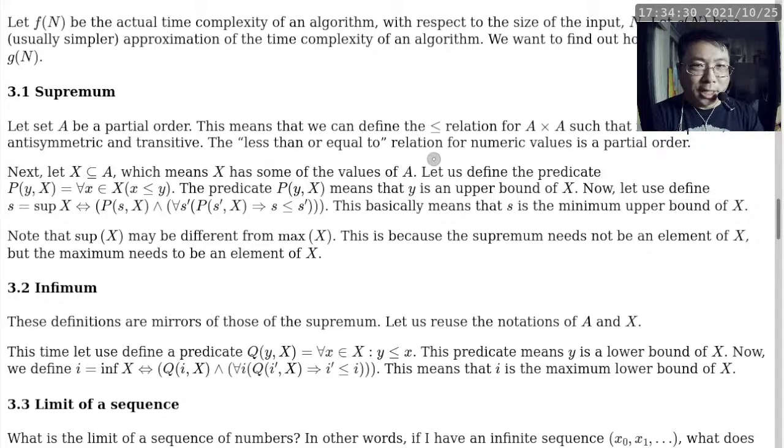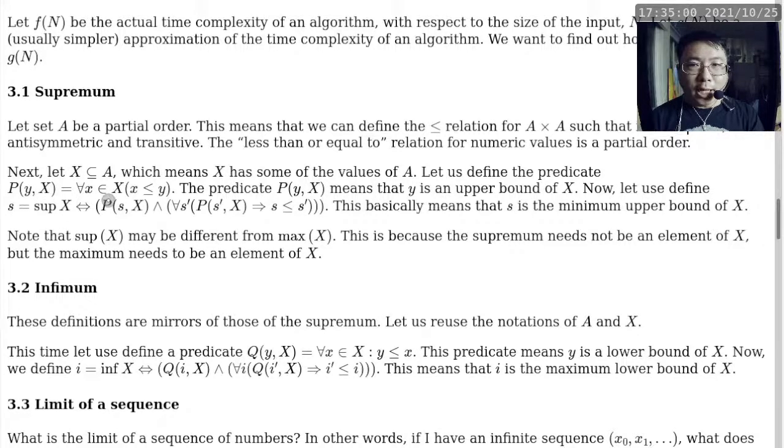Alright, so we want a set that is partially ordered, because if it's not partially ordered, we cannot define what a supremum is. Now we're going to define a subset X of A. So A is already partially ordered, and we are choosing a subset X from A. This means X has some of the values of A. Let's define the predicate p of y, x, where y is in lowercase and x in uppercase, to be the following.